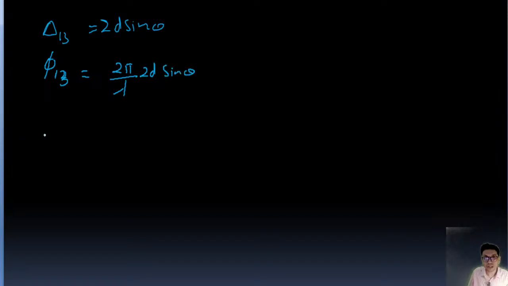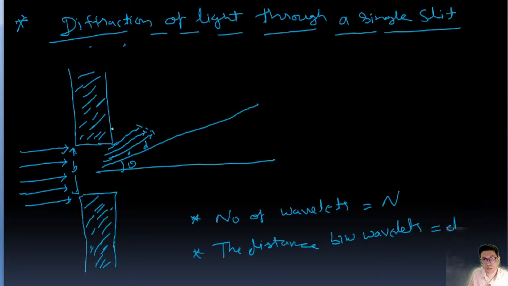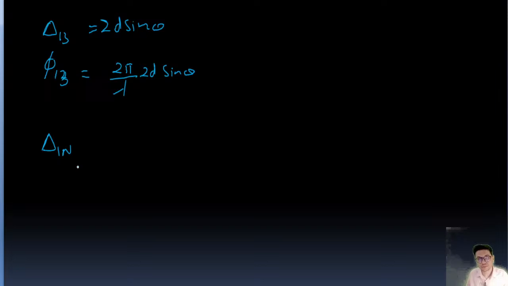Similarly, we can get delta 1 n, the path difference between the first wavelet and the nth wavelet. Because there are n wavelets, delta 1 n is going to be n minus 1 d sine theta.